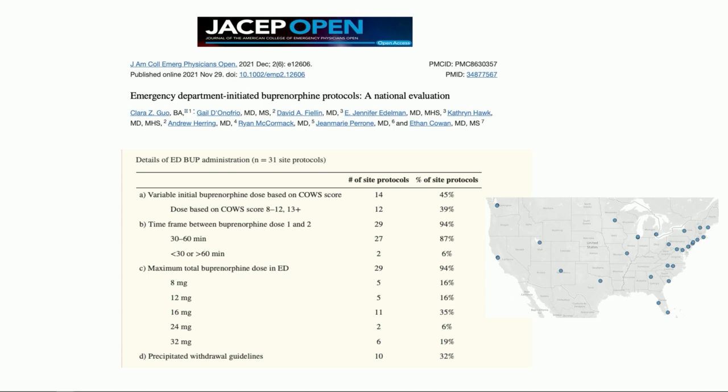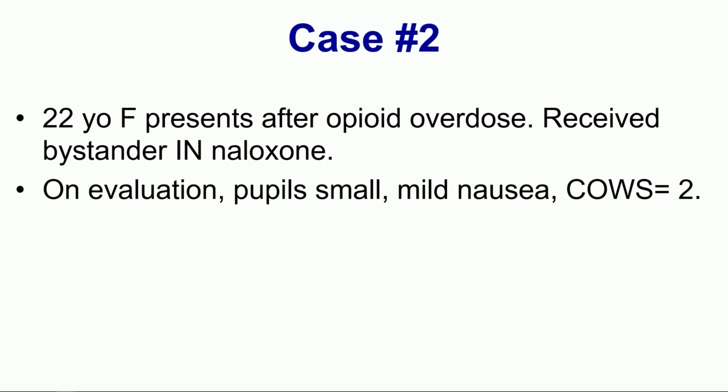So case two, this is a 22-year-old who presents after an opioid overdose, received bystander intranasal naloxone, and on evaluation has maybe a little bit of nausea. I don't know if this is something you see in your emergency departments, but we often see people who are post-naloxone who are actually not substantially in withdrawal. And this is much more common if you get intranasal naloxone.